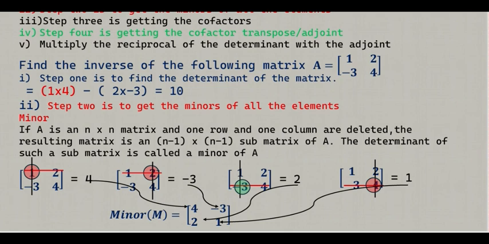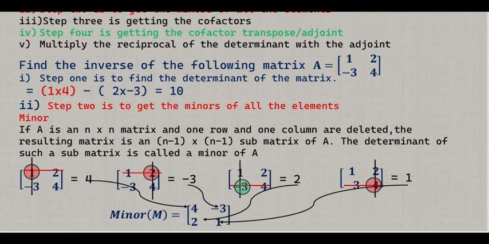Once we delete that column and the row where our target element is 1, because we have to get the minor for all the elements in that matrix. For our first element, which is 1, you just cross the row and the column where 1 is, and of course when you cross you're going to remain with 4, and this 4 is the one that we have actually written here.